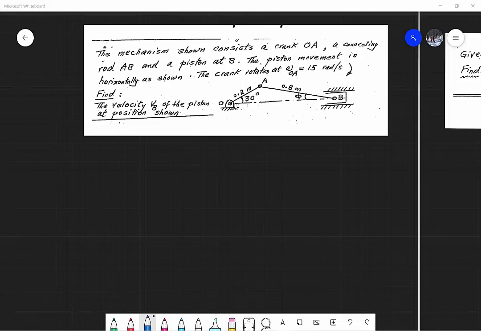So the given here is the angular velocity of the member OA, and it equals 15 radian per second. We'll start with the member OA. This member's motion is rotation about a fixed axis. So the first thing we're going to do is draw the member itself.